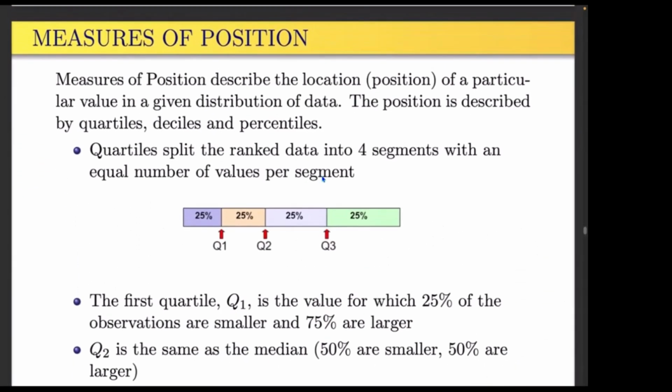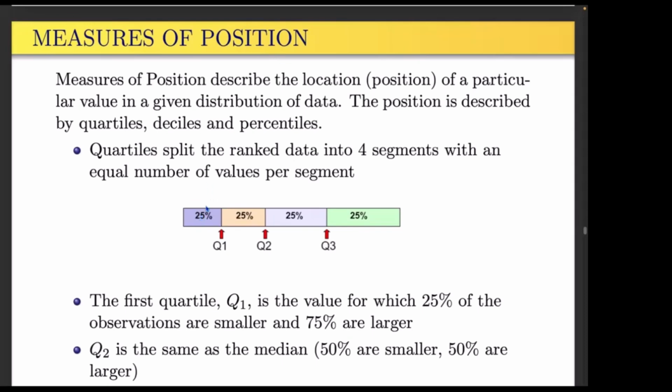We come to the measure of position. Under the measure of position, we have three things: the quartile, the decile, and the percentile. Under the quartile, it's dividing whatever you have into 4 equal parts. The underlined word here is equal. We divide it into 4 equal parts.